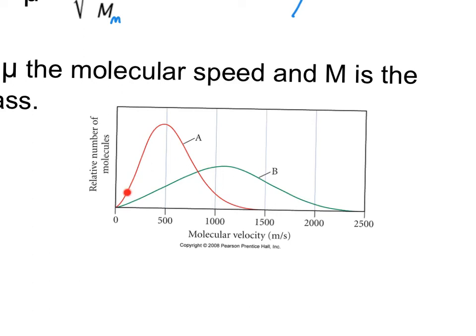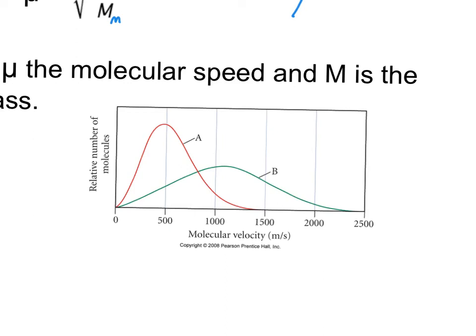So, this point might correspond to, if it were in percent, 2% of the molecules traveling at 100 meters per second. Then, 5% of the molecules are traveling at 200 meters per second, like that. So when you get to the top here, this is considered to be the most probable speed.